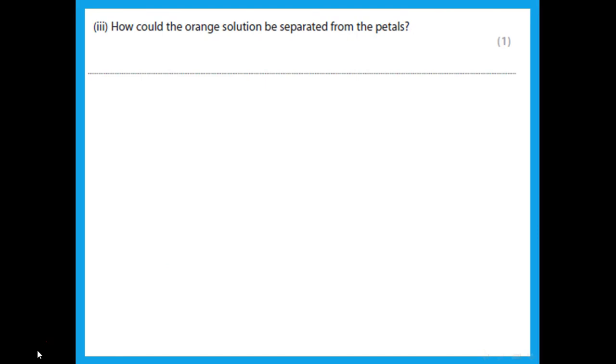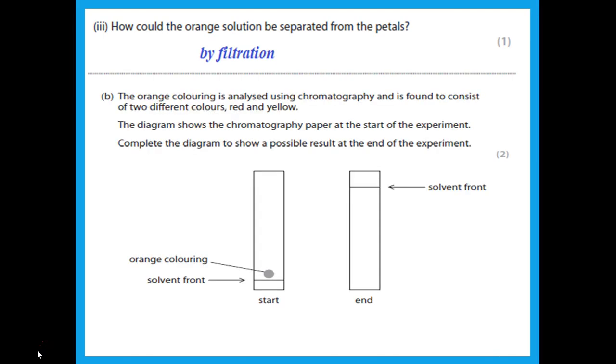How could the orange solution be separated from the petals? Petals are pieces of something that's not soluble floating around in the solution. So I can separate it by filtration. The orange coloring is analyzed using chromatography and is found to consist of two different colors, red and yellow. So if something has two colors, that means it should give two spots. So he says complete the diagram. That means you need to give two spots, and the two spots are vertically along the same line as where the original spot was. So two on top of each other, something like that.